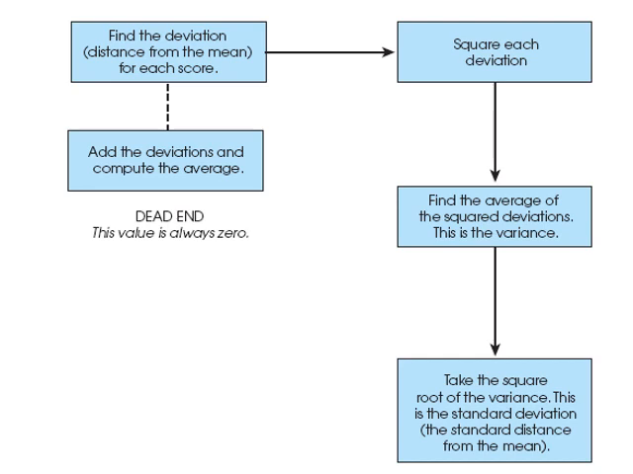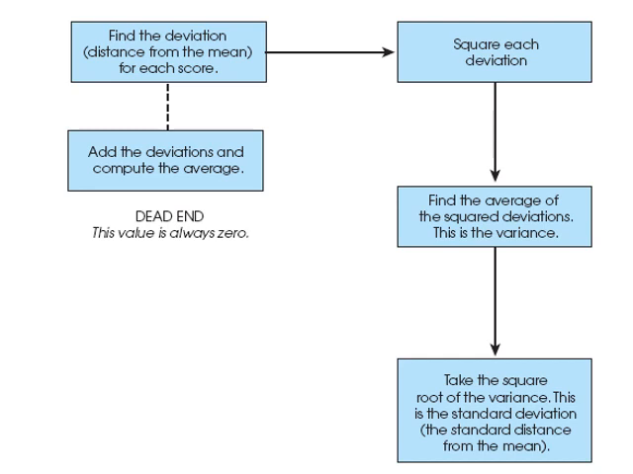All right, just to recap, in order to calculate the standard deviation, we find the deviations between each score and the mean. If we were to add them up and compute the average, that would be a dead end, because the value would always be 0. So let's go back up to the top left.